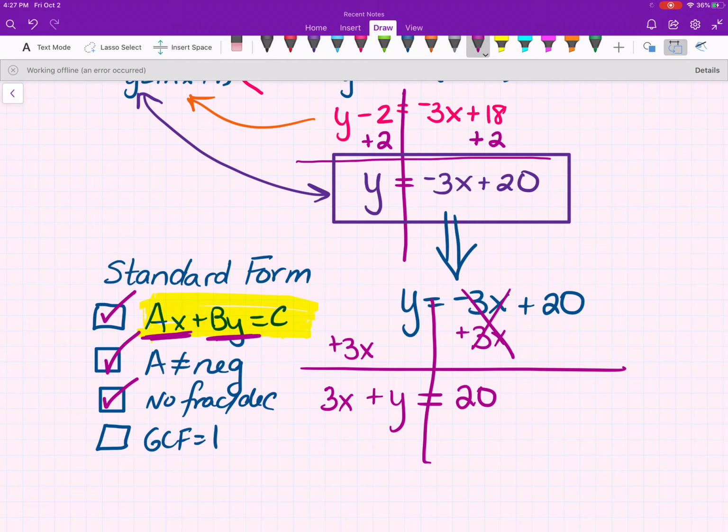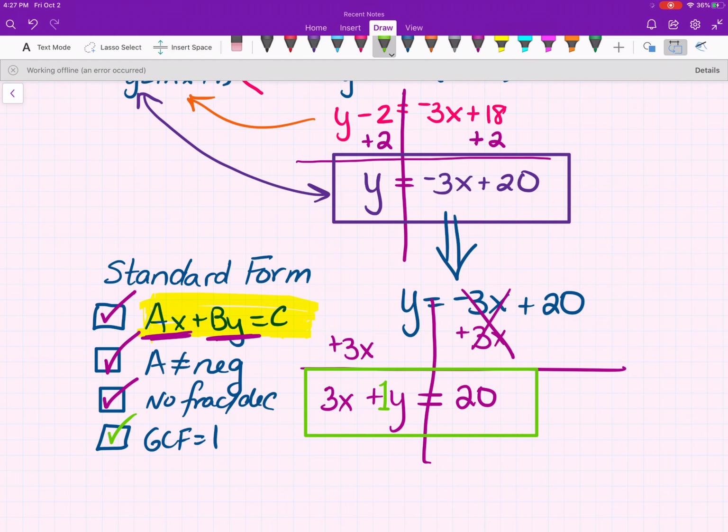GCF of 1. Well, what's the coefficient or the number attached to the y? Well, remember, we have an invisible 1 there. We usually don't write it. But if there's an invisible 1 there, the only factor of 1 is 1. And so that's it. GCF is 1. We're done. There it is.